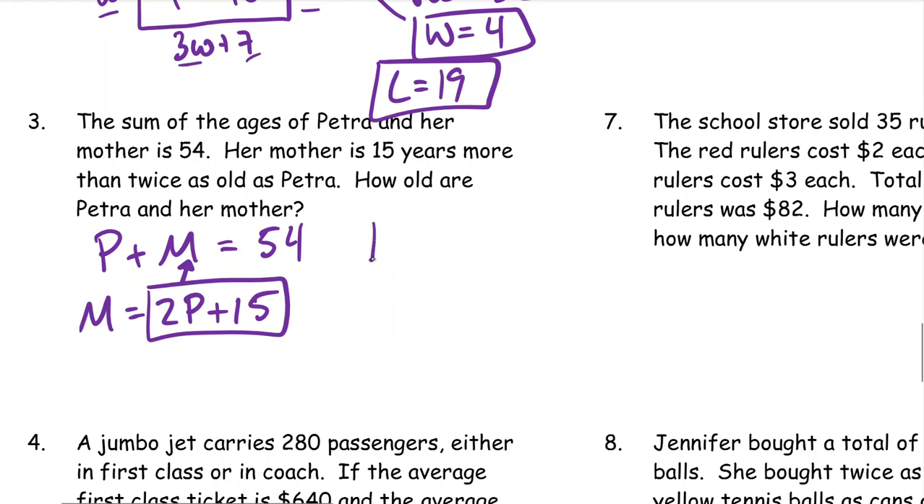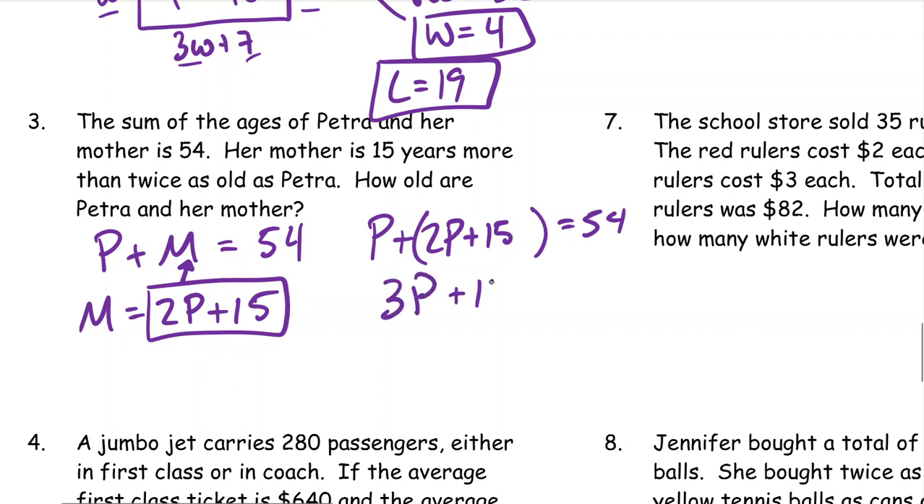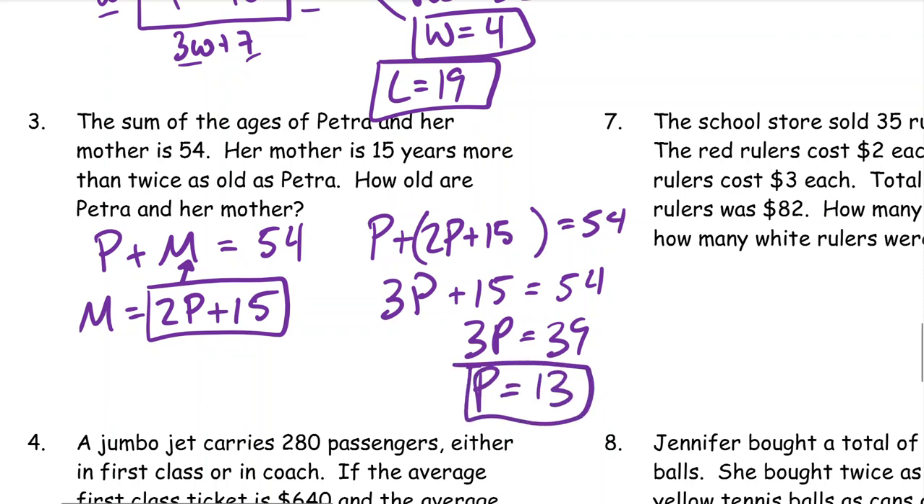So that means Petra plus, instead of mom, I'm plugging in 2p plus 15, and that equals 54. So this means 3p plus 15 equals 54. So 3p equals 54 minus 15. What is that? 39. So p equals 13. So Petra is 13 years old.